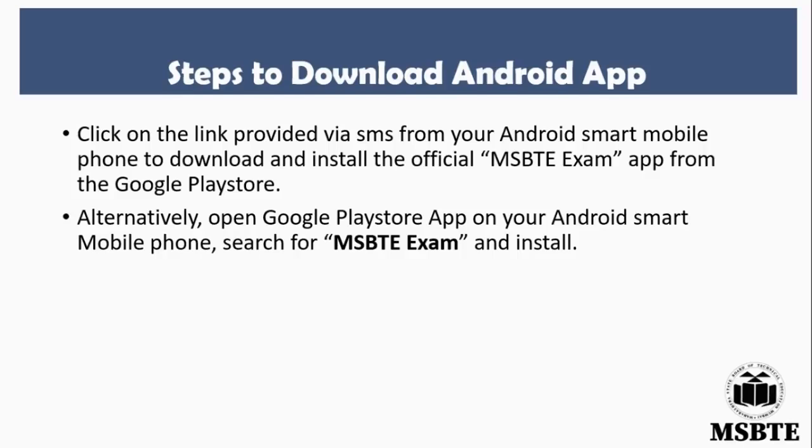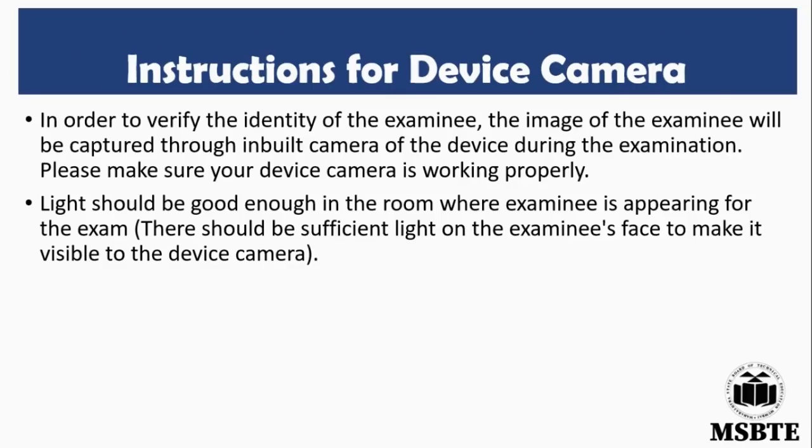Instructions for device camera. In order to verify the identity of the examinee, the image of the examinee will be captured through inbuilt camera of the device during the examination. Please make sure your device camera is working properly. Light should be good enough in the room where examinee is appearing for the exam. There should be sufficient light on the examinee's face to make it visible to the device camera.